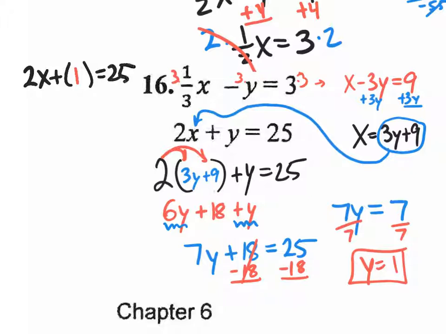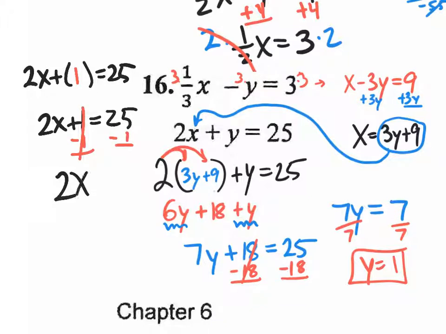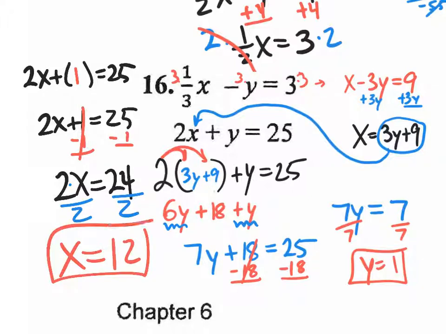Equals 25. So I really have just a 2x plus 1 equals 25. So if I subtract 1 on both sides, I'll end up with 2x equaling 24, which means that my final step would be to divide by 2. And my final answer for x is x equals 12. So your answer is x equals 12, y equals 1. On your answer sheet, I hope you write it as a coordinate, 12 for x, 1 for y.